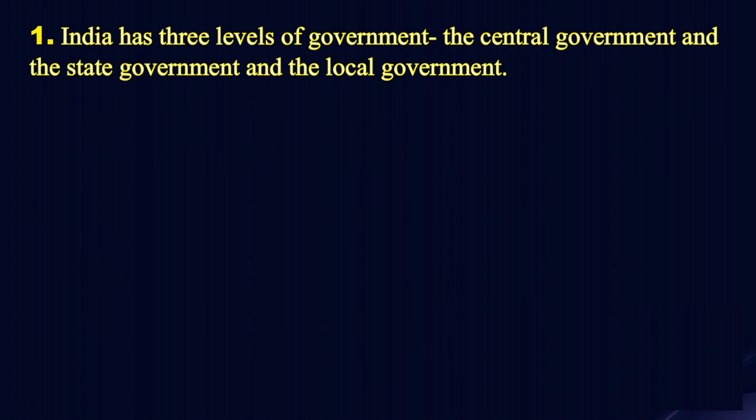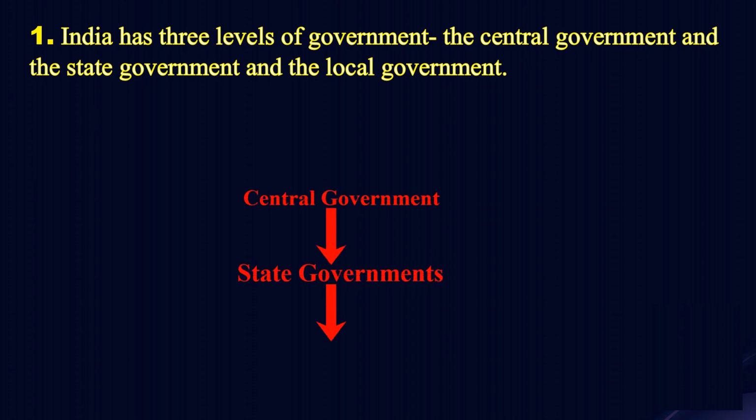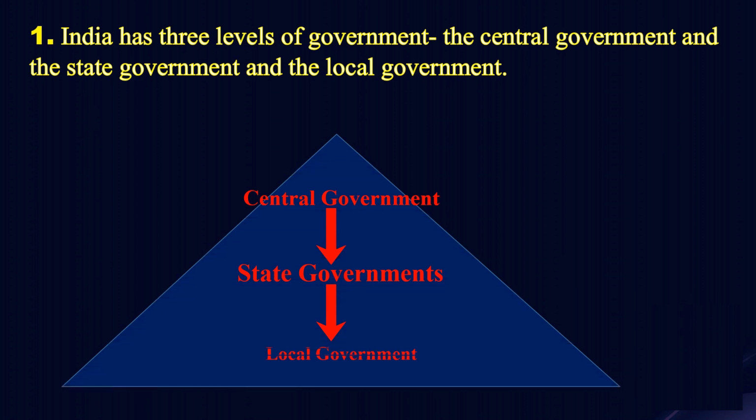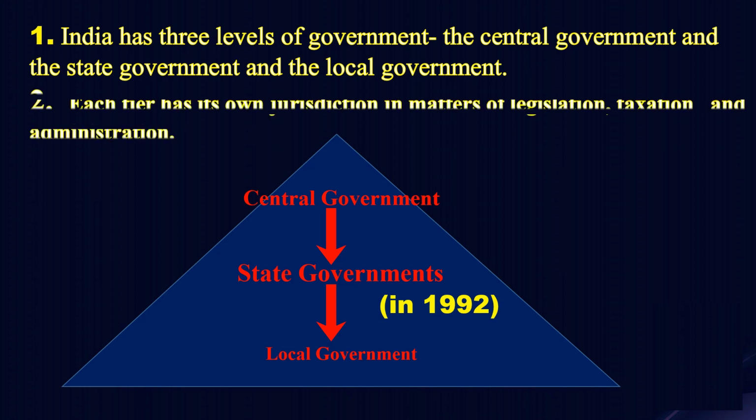The first key feature of federalism is that there are 2 or more levels of government. India has 3 levels of government: the central government, the state government, and the third level of government, which was added later on in 1992 in the form of municipality or Panchayat Raj. So this third tier of government is also called the local government. So India has 3 levels of government: the central government, the state government, and the local government.